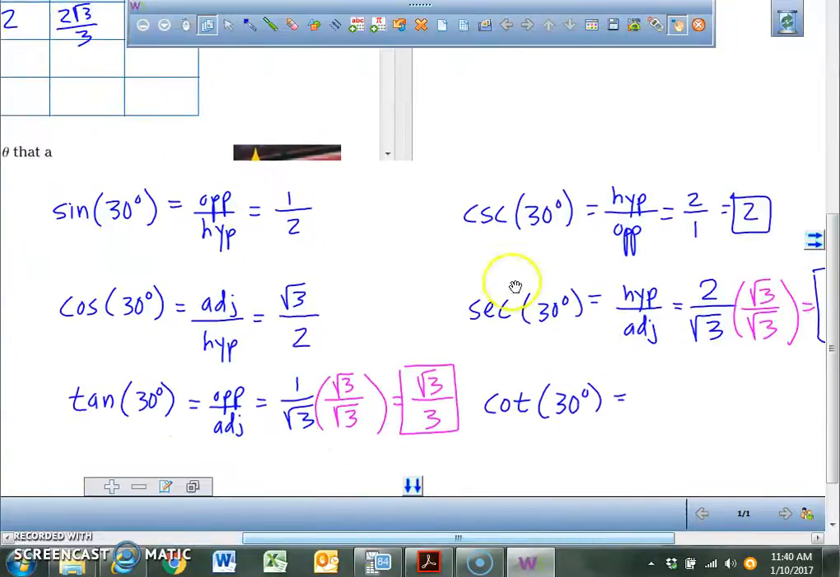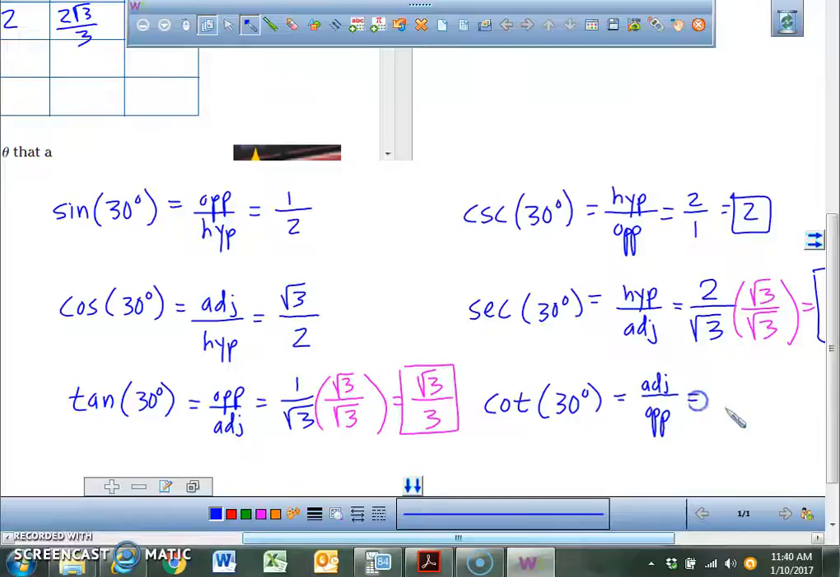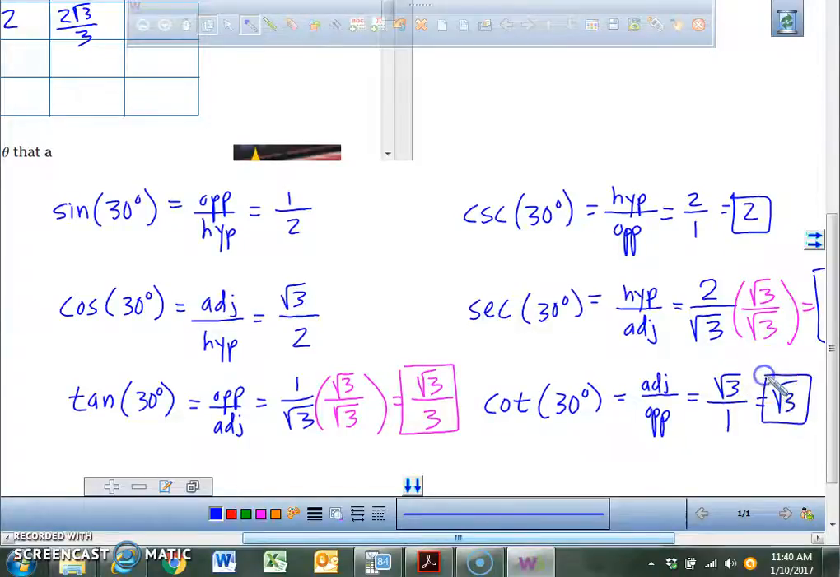And now we have cotangent. The cotangent is the adjacent side over the opposite side. Now this is where students kind of do too much work. They put 3 over 1, and they shouldn't do that. Actually, they should just take the 1 over radical 3 and flip it. Radical 3 over 1? Very good. Yeah, which is radical 3.